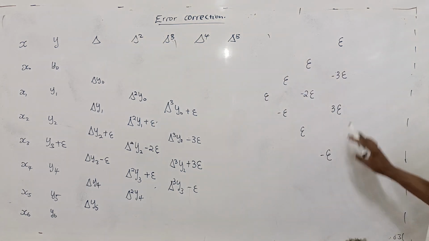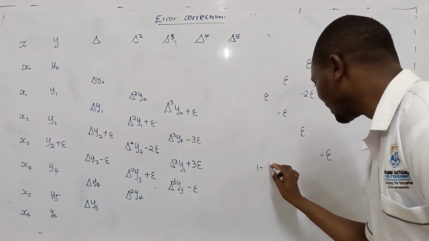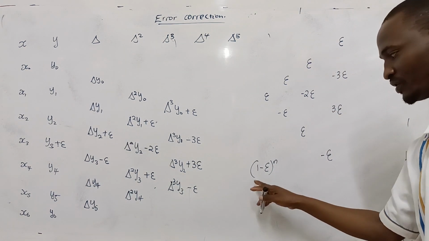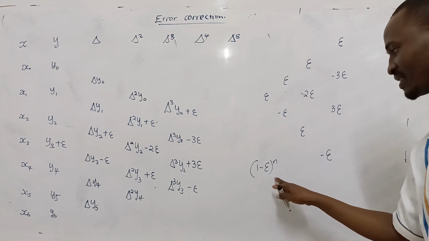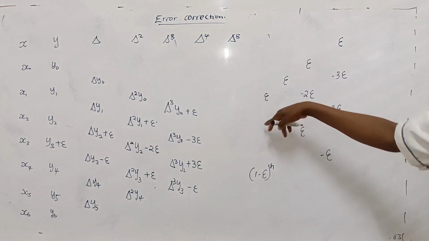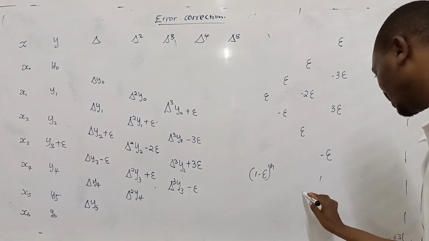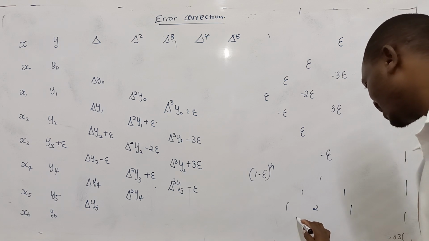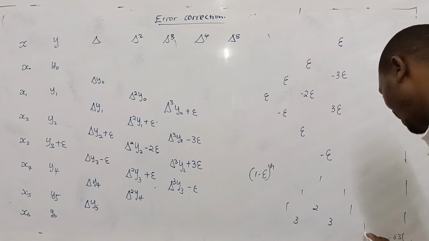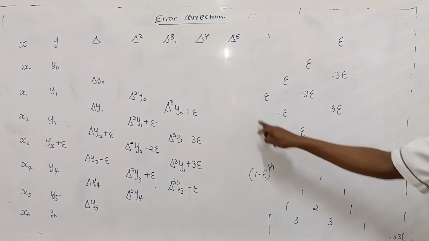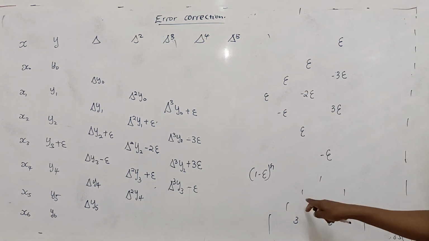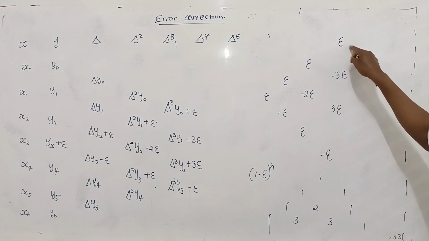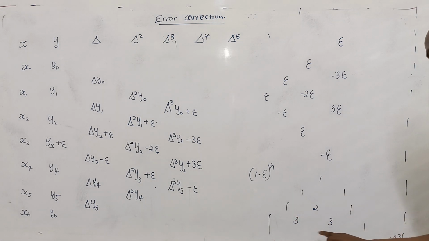It's the same as expanding 1 minus something to a certain power. It's like a binomial expansion of 1 minus error. Actually, you can see these are the Pascal's triangle expansion. 1, 1, 1. This will be 2, 1, 1. If you have to create a Pascal's triangle, this will be 3, this will be 3, 1, 1. So it is 1, 1, 1 1 1 1 1 2 1 1 2 1 1 3 3 1 1 3 3 1.